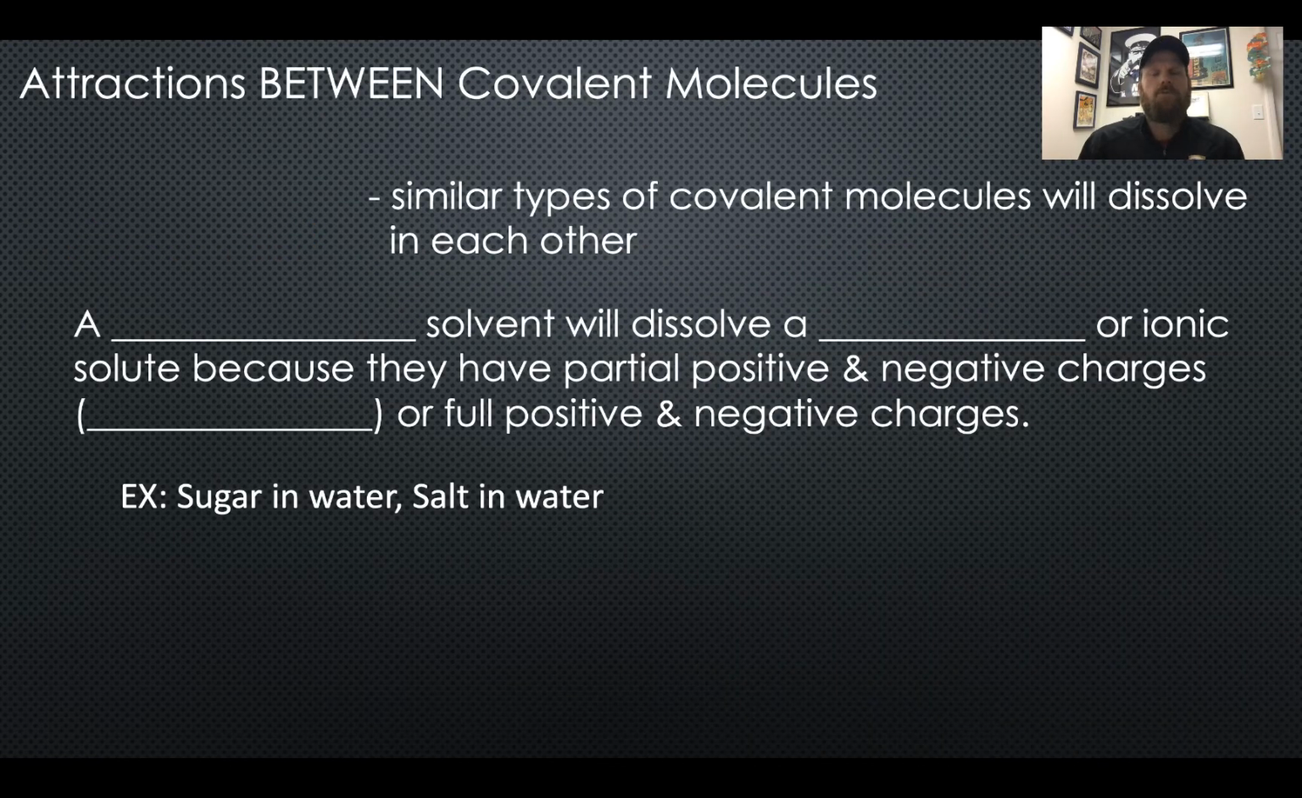There is a basic rule that you should know about the attractions between covalent molecules. It's very simple. Like dissolves like. Similar types of covalent molecules will interact or dissolve in each other. A polar solvent will dissolve a polar or ionic solute because of the partial positive and partial negative charges, or the dipoles that exist. Those dipoles are able to attract each other. They're also able to attract full positive and negative charges of ions.